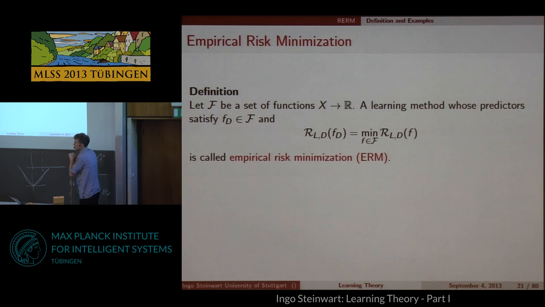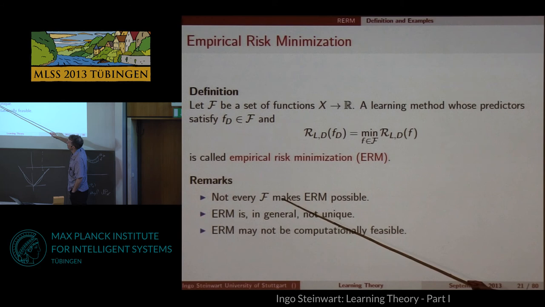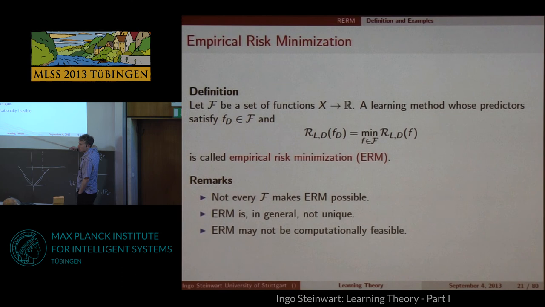A few remarks. Not every set of functions allows to construct empirical risk minimization, because this minimum may not be attained. If it is attained, it is in general not uniquely attained. So there are a couple of different empirical risk minimization algorithms. And last but not least, for certain combinations of F and L, this may be computationally infeasible. A classical example is if you consider the set of linear decision functions and binary classification, then it can be shown that solving this optimization problem is NP-hard.